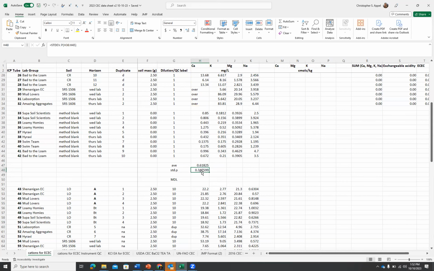If you look at the formula, it's stdev.p, is the acronym that they use. Yeah, here you go.